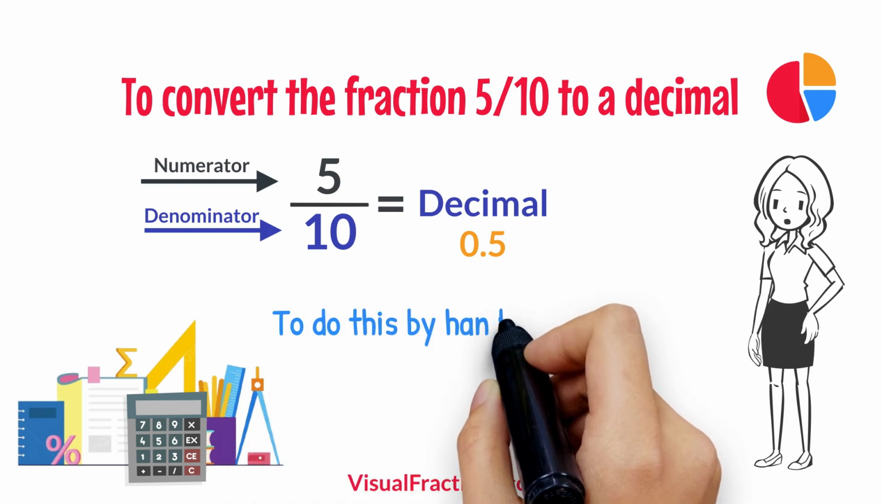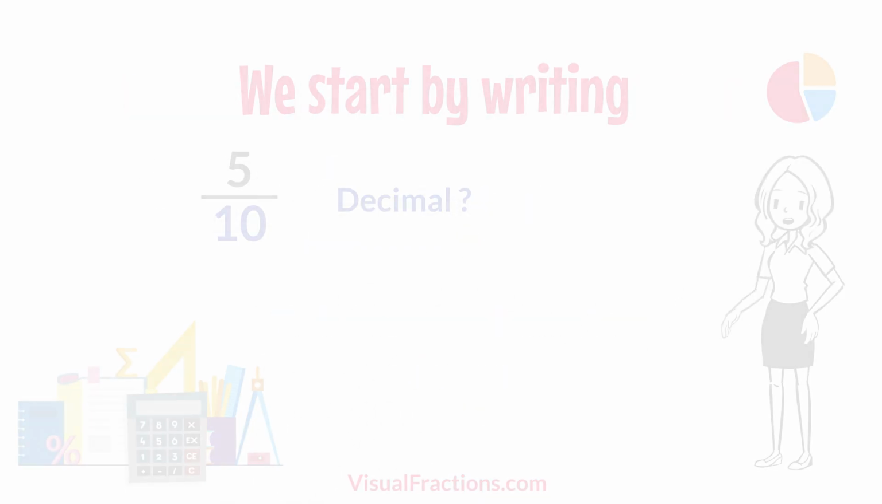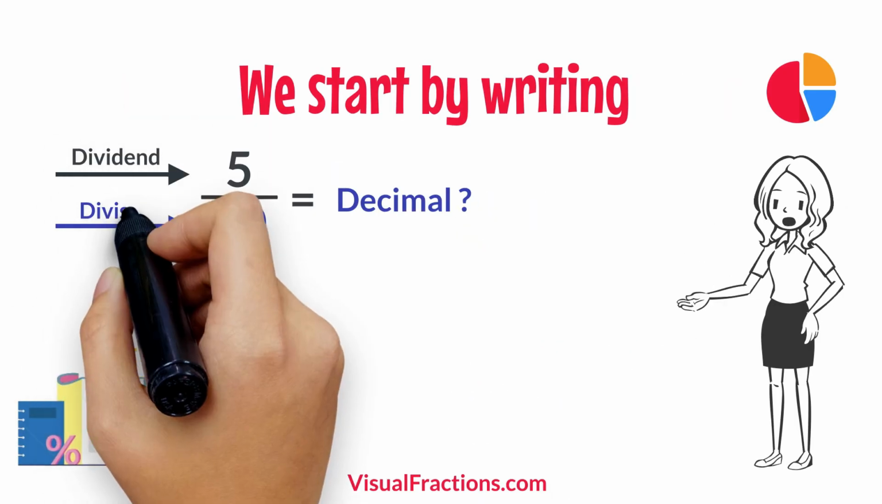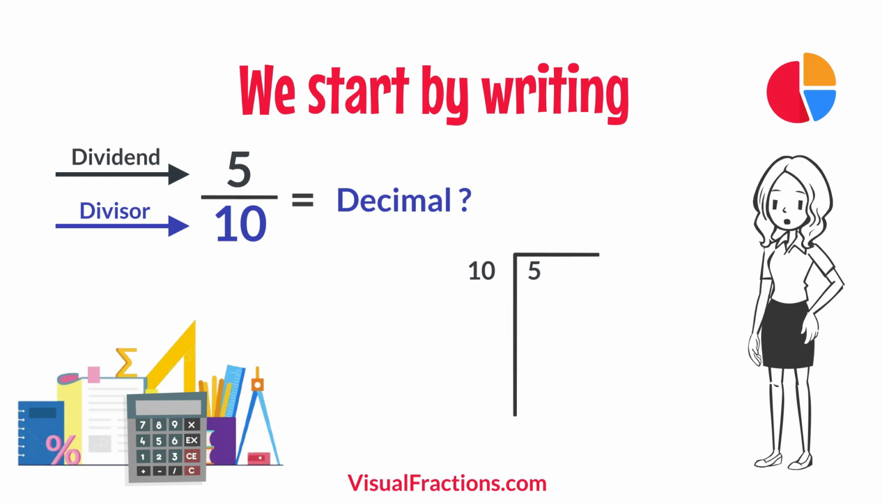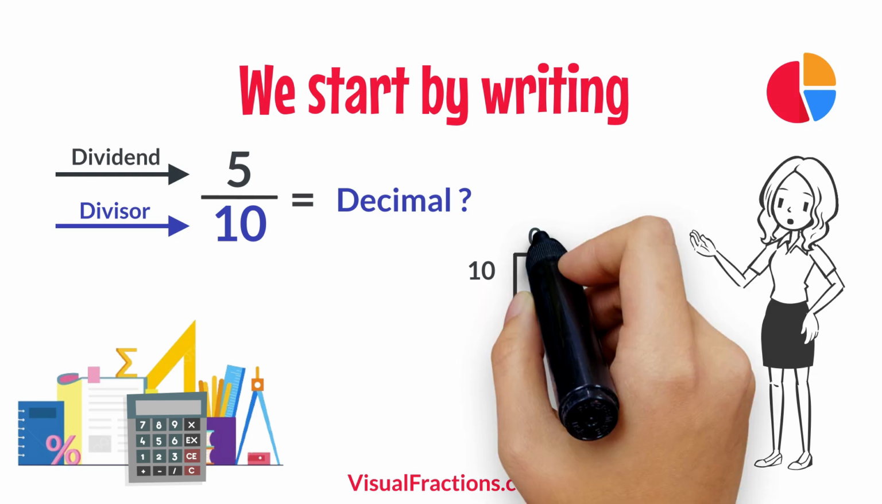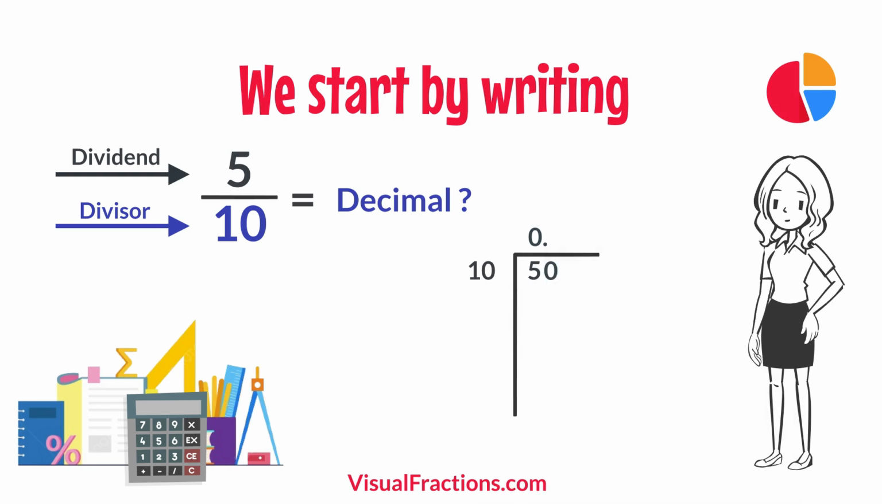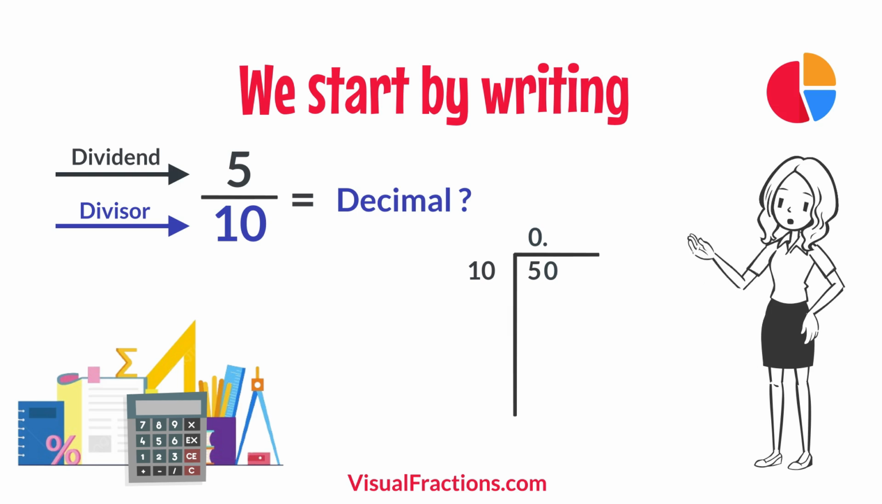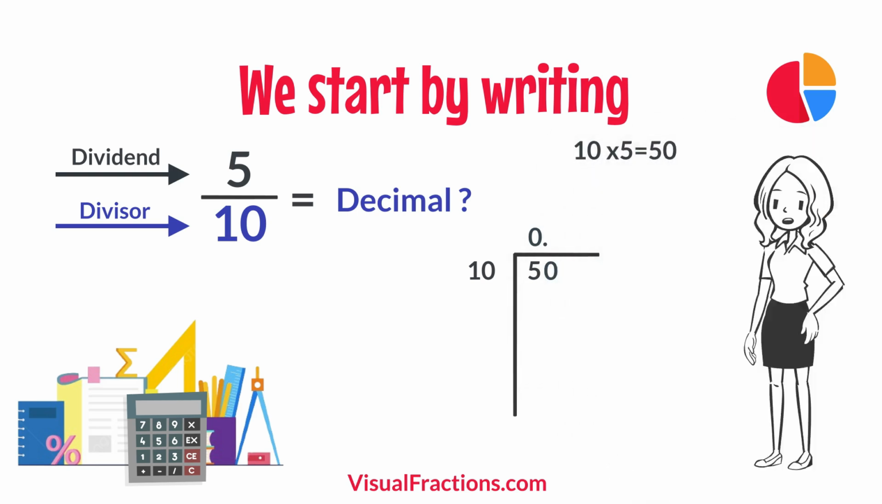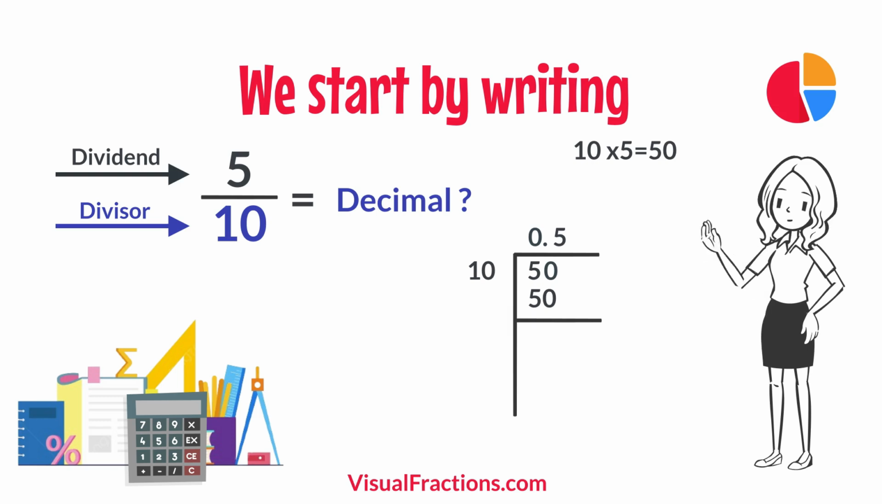To do this by hand using long division, we start by writing 5 as the dividend and 10 as the divisor. Since 10 doesn't fit into 5, we add a decimal point in our answer and append a 0 to 5, making it 50. How many times does 10 go into 50? Exactly 5 times. We write 5 after the decimal point in the quotient. Multiplying 5 by 10 gives us 50. When we subtract 50 from 50, we get a remainder of 0.